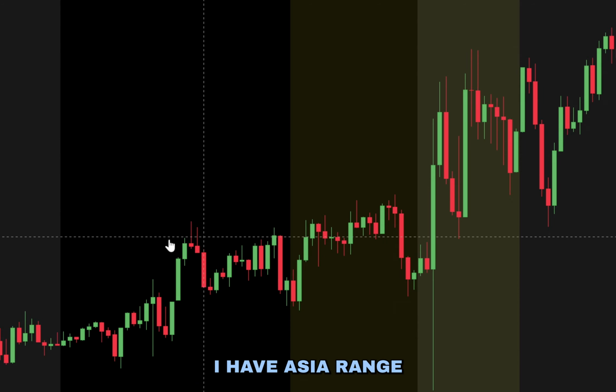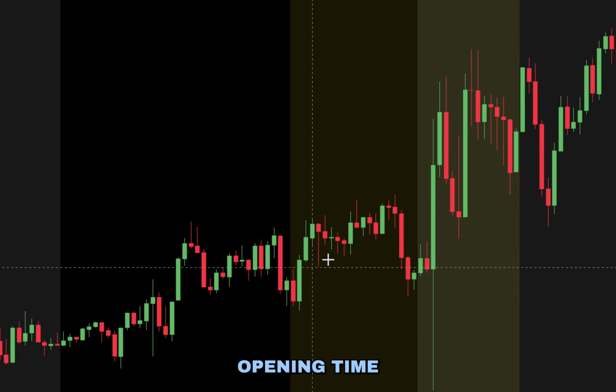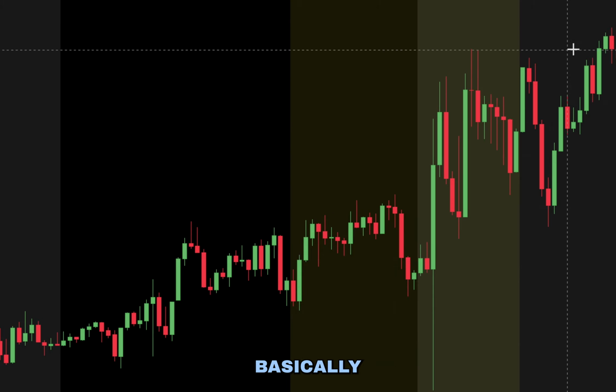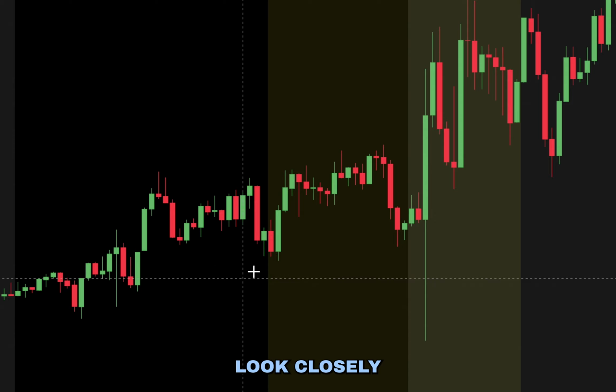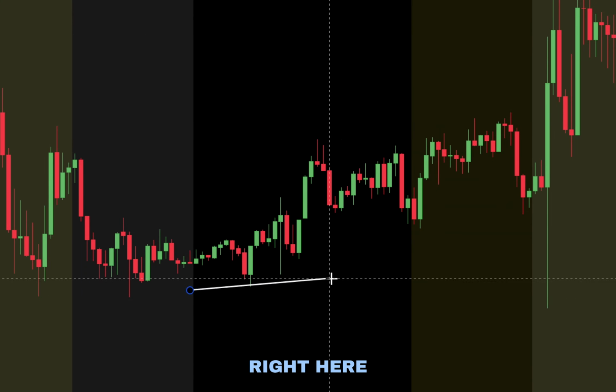In this black, I have Asia range. In this lighter color yellow, this is our London opening time, and this is our London session. And then in this color, we have New York session. Basically, all of this is New York. So if we look closely, we mark off our Asia range, which is right here to right here.